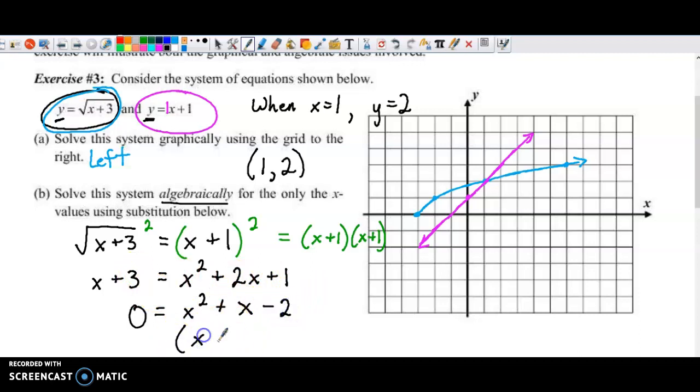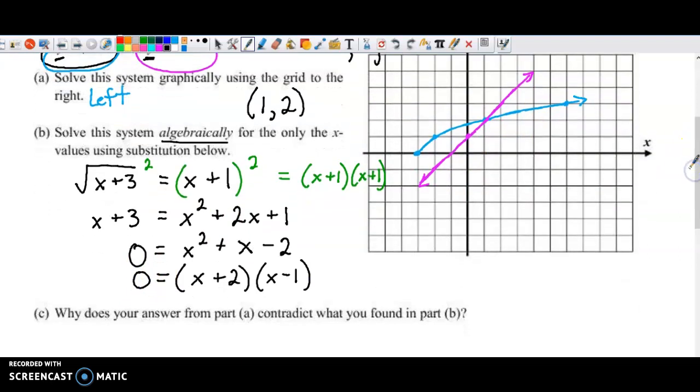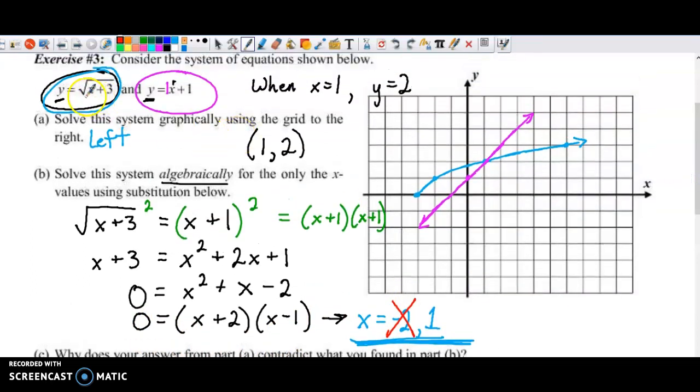And when we factor this, x plus 2, x minus 1, you may remember that our solutions were the opposite. Let me write it down over here. That x could equal -2 or +1. But if you look at our problem, -2 didn't work. Why didn't -2 work? Well, if we went back to check our work and we plugged in -2 in for x right here, -2 plus 3 is 1, and the square root of 1 is 1.